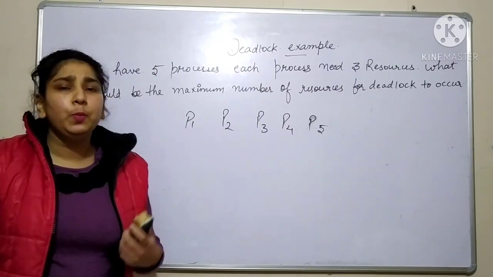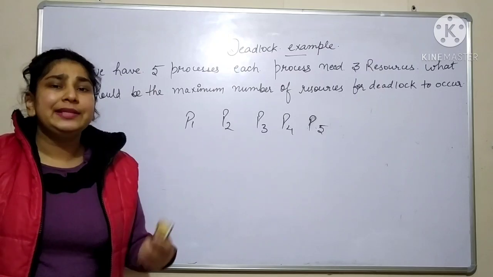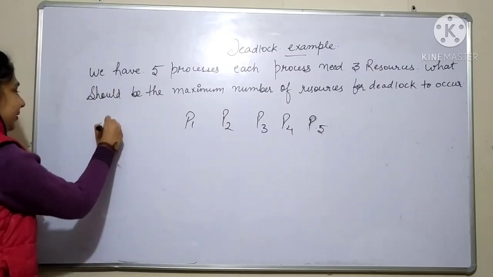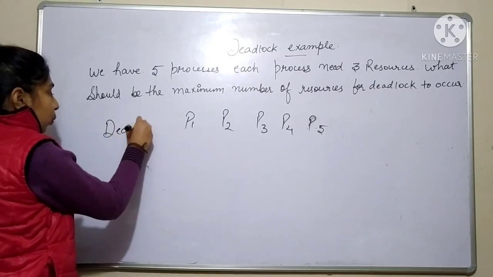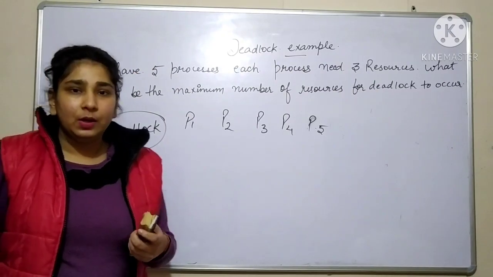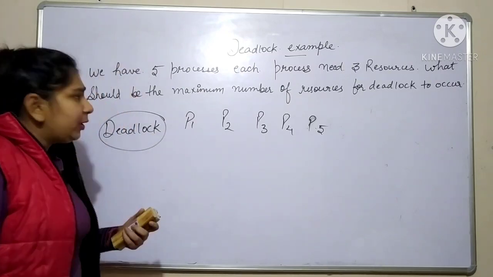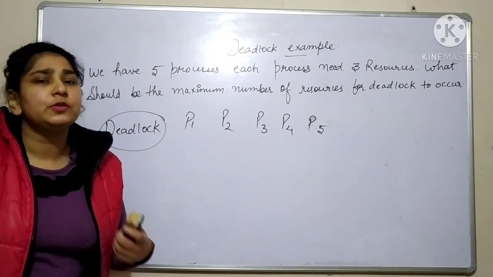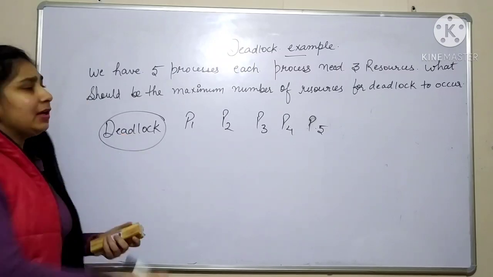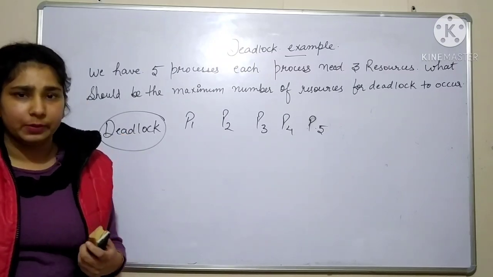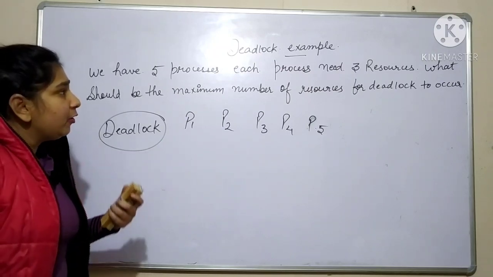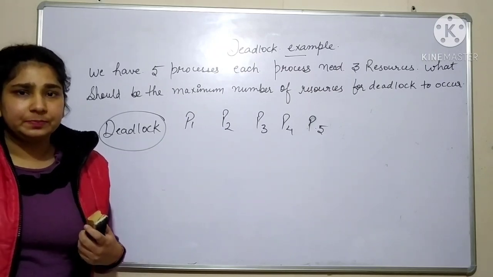Okay, what we want is deadlock to occur. We intentionally want deadlock. So what should be the maximum number of resources with the help of which a deadlock situation might occur? Each process needs 3 resources.